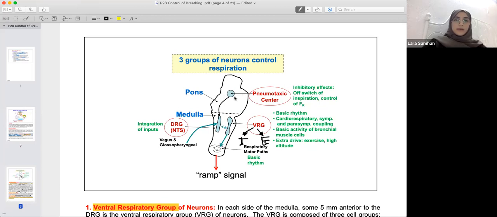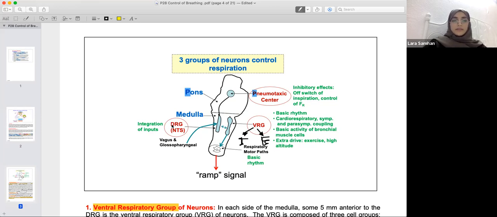In regard to the pons, as we said, we have three things in regard to the neurons that actually help in controlling the respiration. Number one, we have the pneumotaxic center. How to remember pneumotaxic is in the pons: remember pneumotaxic, the P is silent, so we just call it pneumotaxic. P with P, so pons is P and pneumotaxic is P, so it's available in the pons. We have the VRG, the ventral, and also we have the DRG, the dorsal.